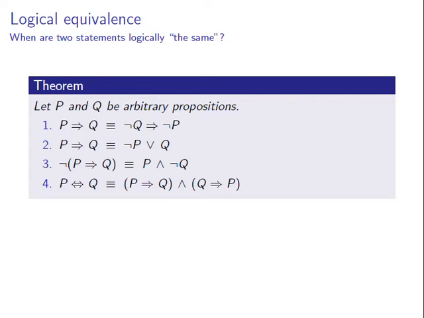The biconditional P if and only if Q is equivalent to P implies Q and Q implies P. The proof is again left as an exercise. Observe that items 3 and 4 follow from the definitions of P implies Q and of P if and only if Q, respectively.